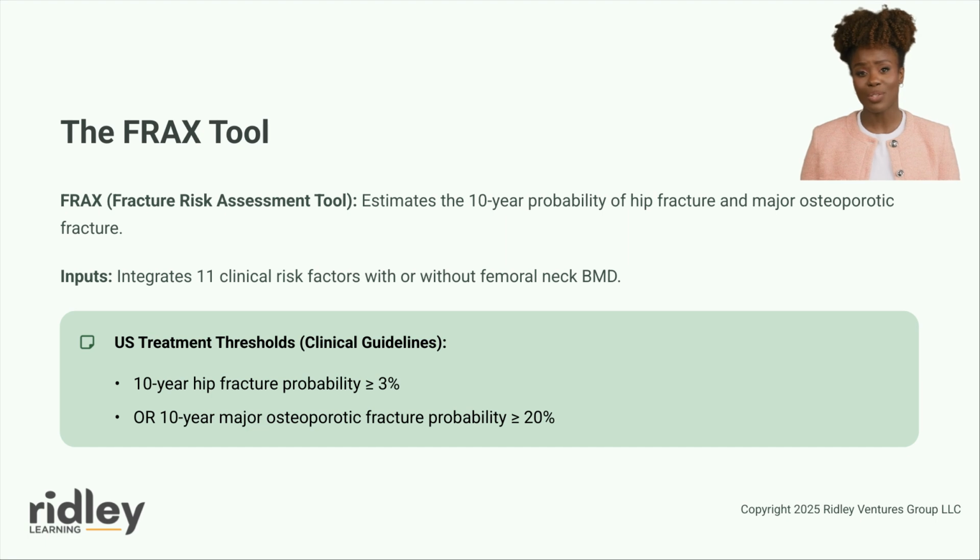Alternative threshold approaches have been proposed, including age-dependent thresholds that acknowledge the increasing baseline risk with advancing age, and hybrid approaches that integrate FRAX probability with BMD categories.